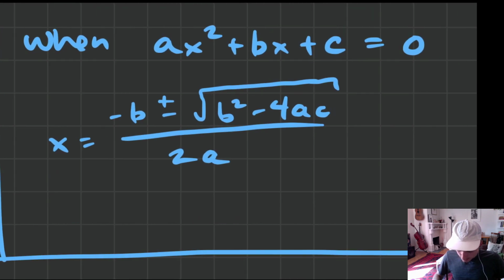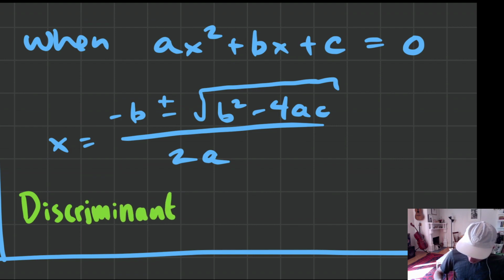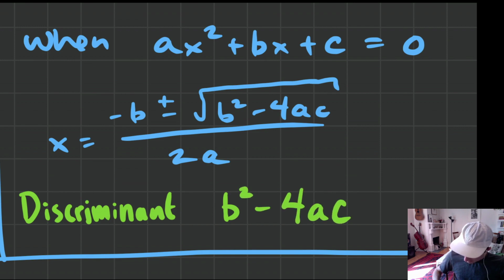We're going to be using this quite a bit. Also, it's worth pointing out the discriminant. The discriminant is b squared minus 4ac. And I believe yesterday we had the opportunity to look at the effect that the discriminant has on the actual graph.